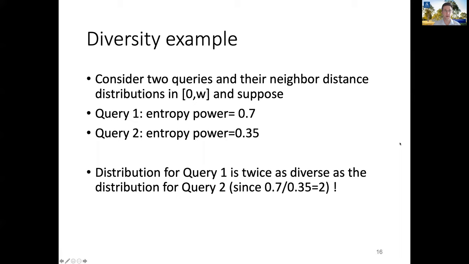Another way, again thinking about this in terms of diversity: if we've got two queries, both looking at distance distributions in the interval 0 to W, and one has entropy power 0.7 and the other 0.35, we can say that the distribution for the first query is twice as diverse as the one for the second. And one could calculate these 0.7s and 0.35s just using that ID formula if we wanted to.